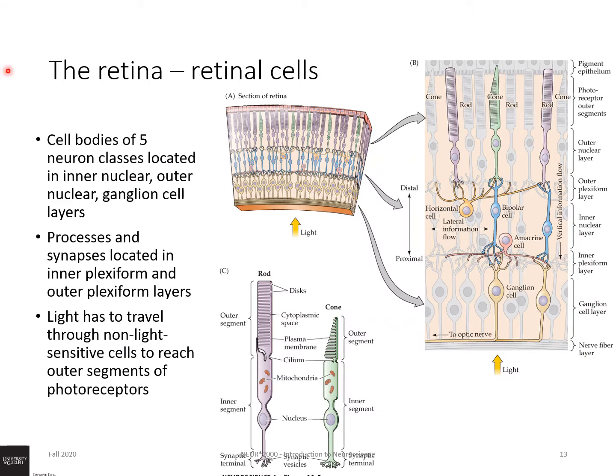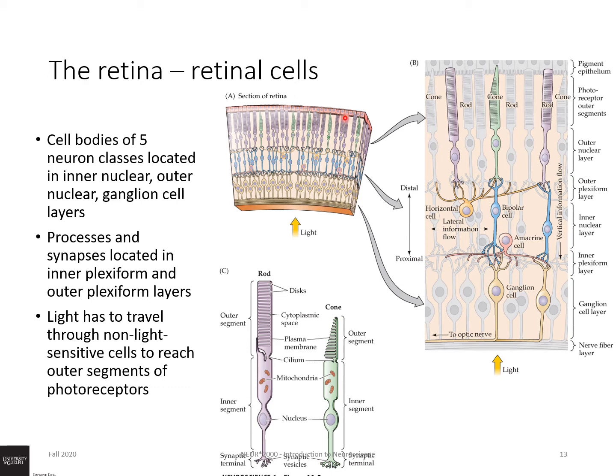So the retina has layers to it. There are cell bodies of 5 different neuron classes that are located in the inner nuclear, outer nuclear, and ganglion cell layers. And these combine to process the light. They do that through the rods and the cones, and these are on the outermost layer of the retina.